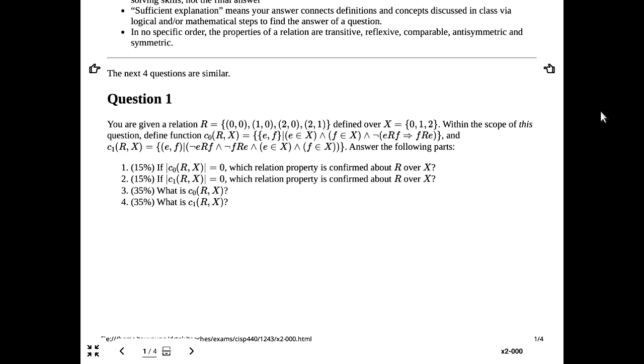And of course, okay, it does work. So this is question number 1. You are given a relation R, and R is (0,0), (1,0), (2,0), (2,1), defined over X, and X has 0, 1, 2 as elements. Within the scope of this question, with this in italic, which means this does not cross to another question, define function C0(R,X) being this and C1(R,X) being this, and answer the following parts.